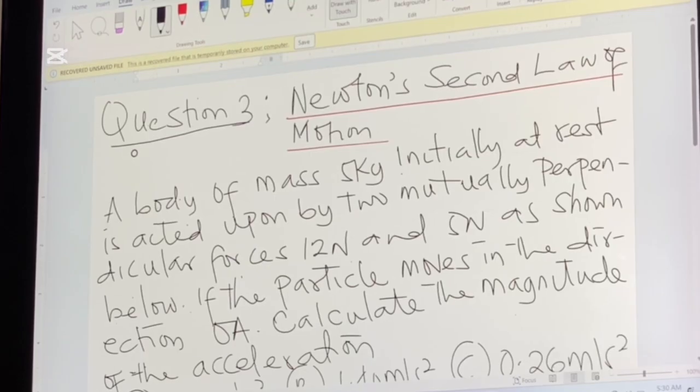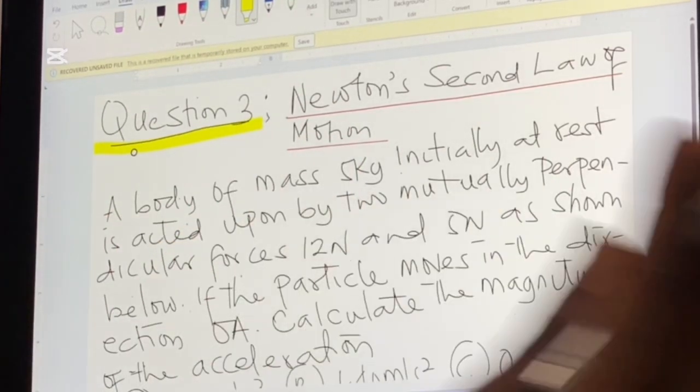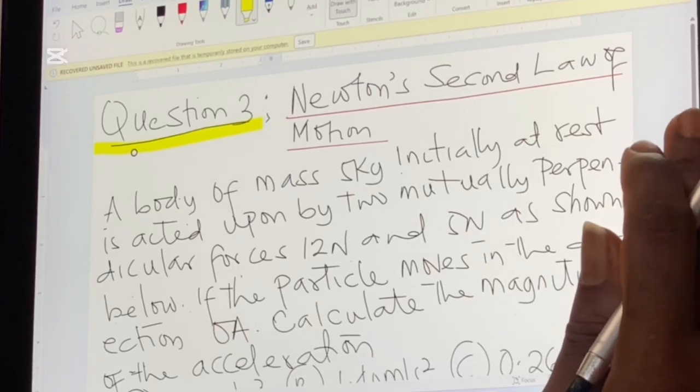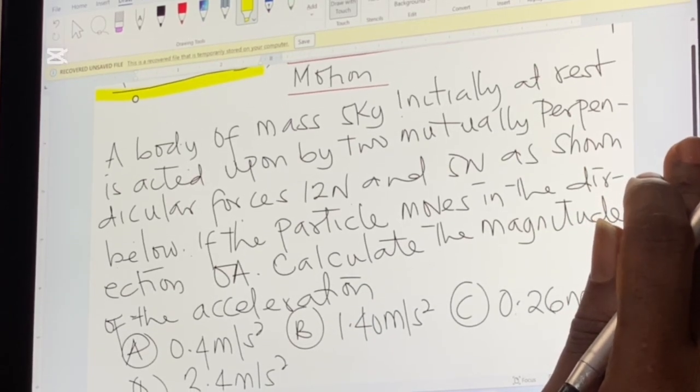In this video, we're going to focus on Newton's second law of motion. And this is question 3 under Newton's second law of motion, okay? So let's solve this question here. But before we solve this question, let's understand what the question is.